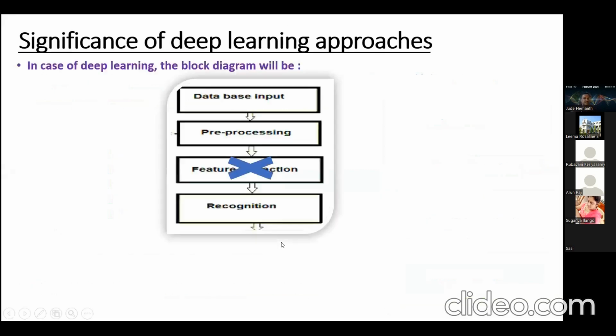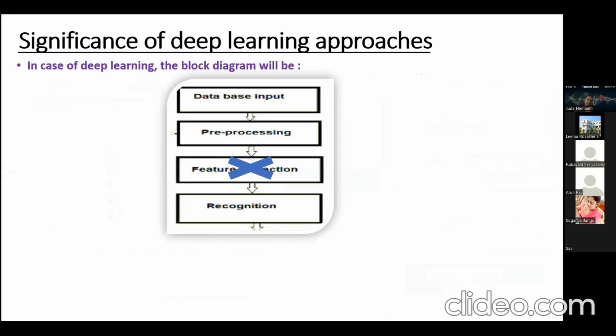But if it is a deep learning or deep neural network, I am not going to depend on manual feature extraction, but instead I am going to depend on automatic feature extraction. That's why I am cutting or striking down the feature extraction block.